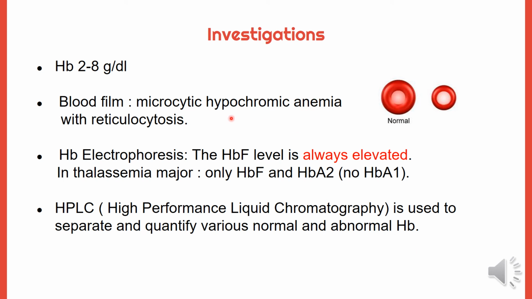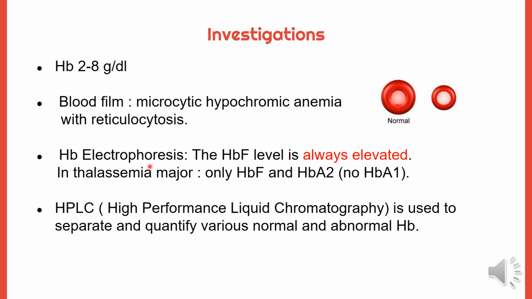Investigations of thalassemia. We do an HB test. This is more severe than sickle. The HB will be from 2 to 8 gram per deciliter. And in the blood film, there is microcytic hypochromic anemia with reticulocytosis. The microcytic hypochromic anemia is because of reduction of HbA available overall to fill the RBC. So in turn, this will lead to RBC being microcytic, and hypochromic means it's more pale than the normal RBC.